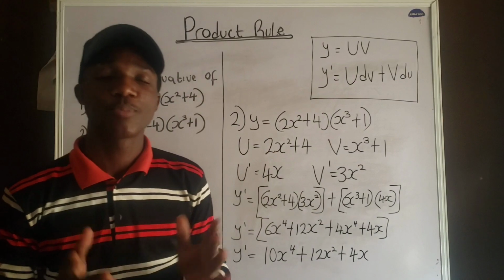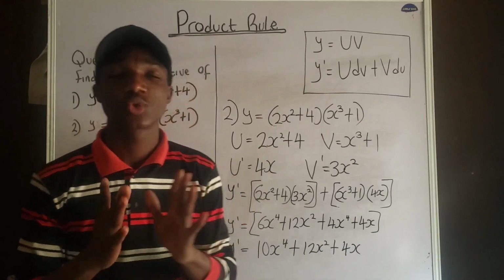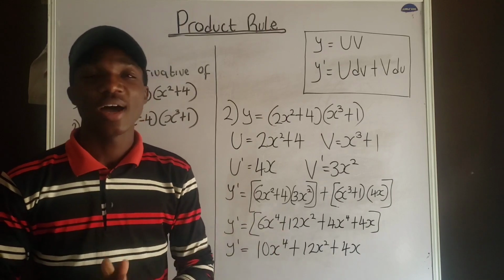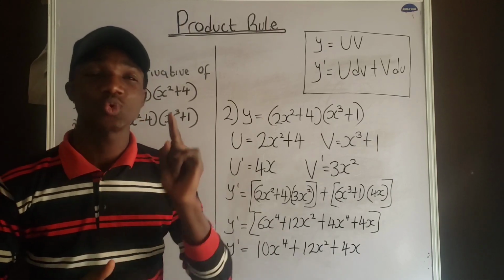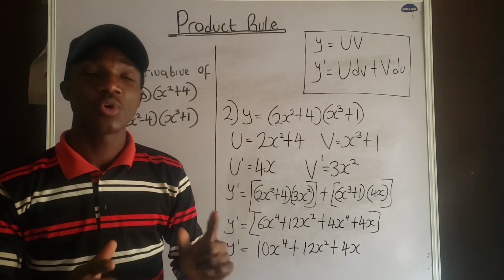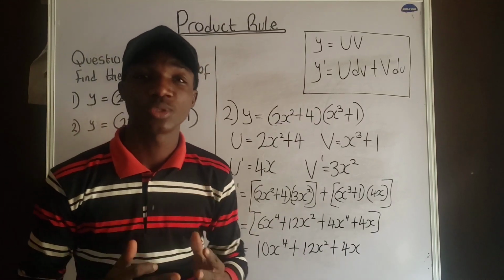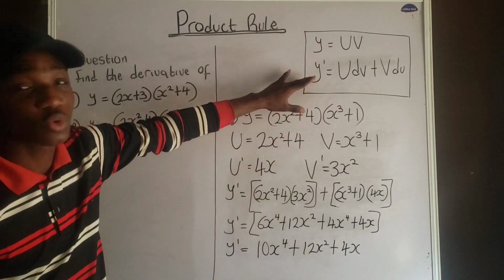The summary of the product rule is this. When you are told to differentiate a function that has two parts, you employ the product rule. And to differentiate such a function, the first step is to identify your u and v. Then you are going to take the derivative of u and v. After that, you are going to substitute the parameters into the product rule formula.